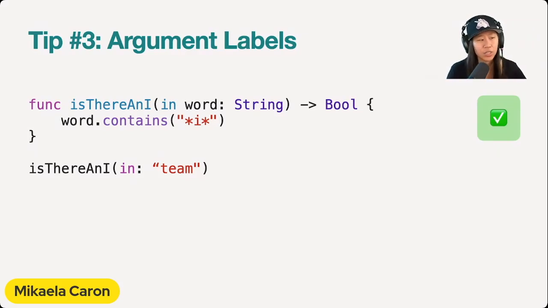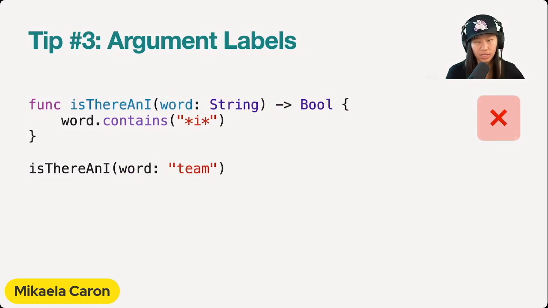If we didn't have this argument label, it would look like this. It would just say at the point of use, is there an I word? And that doesn't really form an actual sentence. So that's the whole point of an argument label. It's to make the function easier to read.